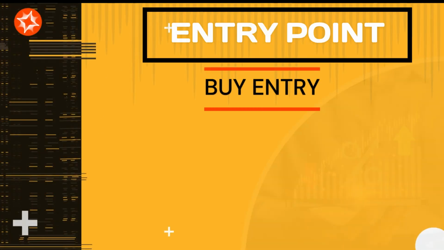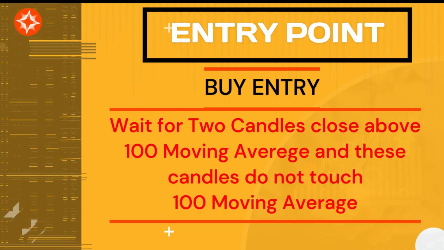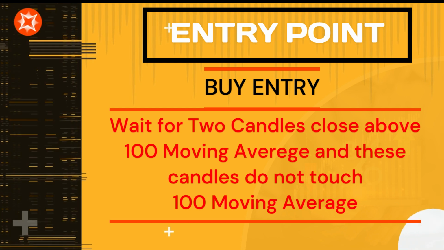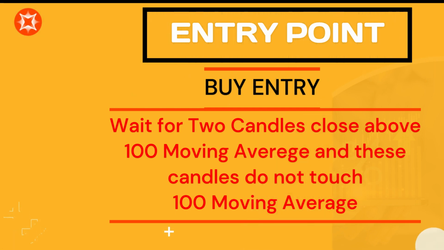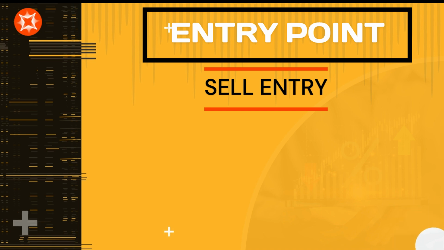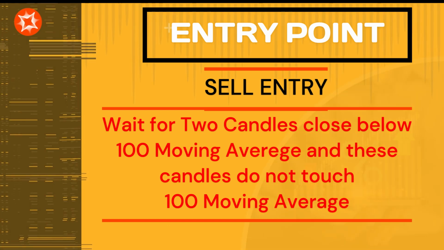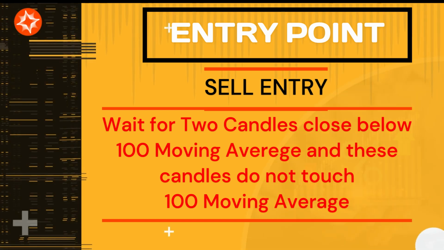Trading entry point. Buy entry. When a red bar appears below the 100 bar simple moving average and price goes above the moving average, wait until two candles close completely above the moving average. At the start of the next candle, take a buy position. Similar for the sell setup. When two candles completely close below the moving average, at the start of the next candle, you can take a sell position.